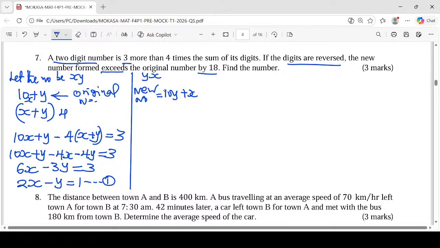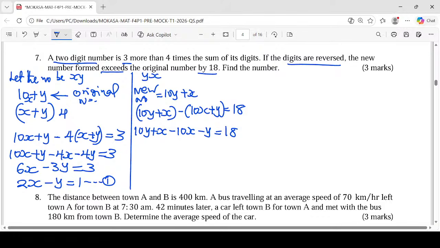They are saying the new number exceeds the original number by 18. It means when I take the new number, that is 10y plus x, I subtract the original number, which we found as 10x plus y. The difference here should be 18. Then let's open the brackets. This will be 10y plus x, then you minus 10x minus y. This should give you 18.